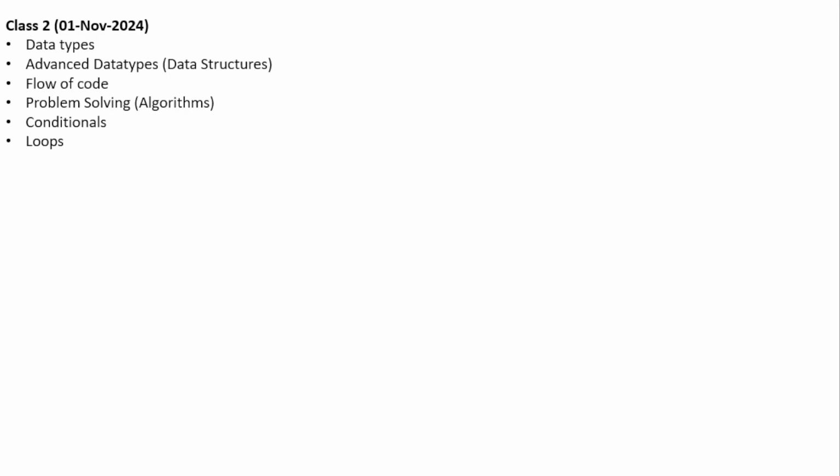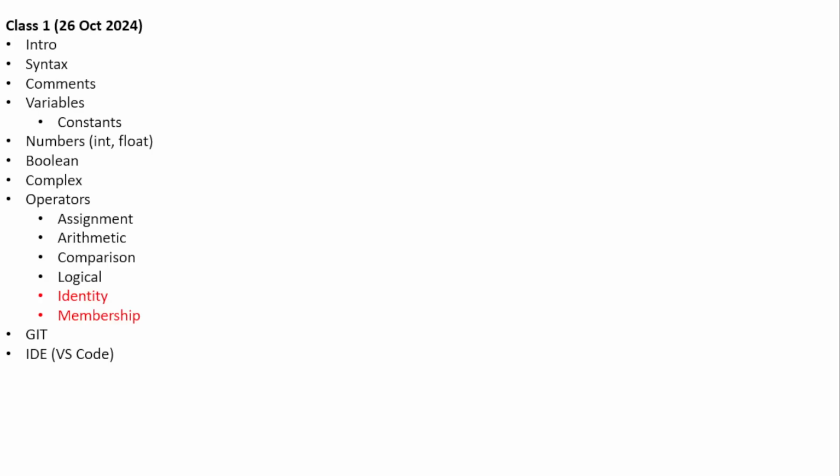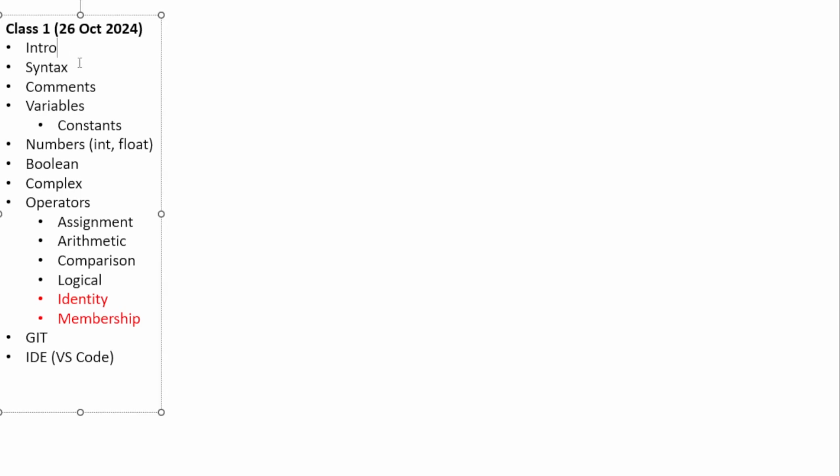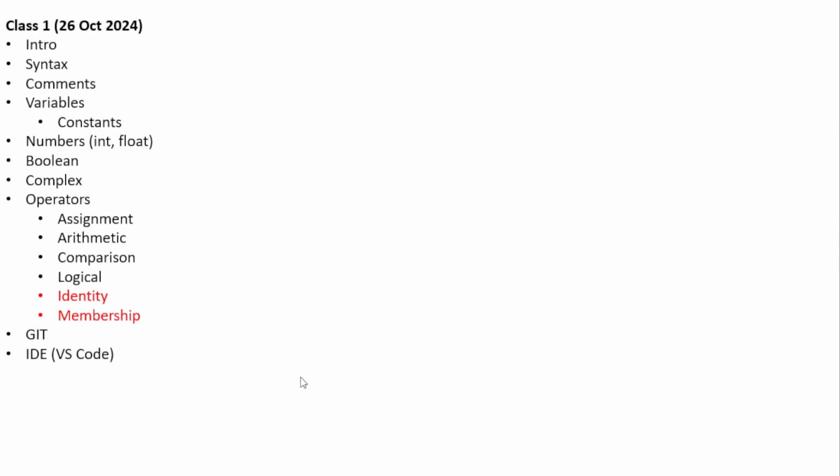The first class was kind of an introduction, so I didn't go deep into it. Starting now, we'll be going deep into the code. Let me first show the PPT of where we were last week. Last week we discussed some introduction, the syntax, what a comment looks like, what variables are, how you differentiate constants from variables, what the different types of numbers and Boolean data types are, complex data types, and then assignment, arithmetic, comparison, and logical operators. Identity and membership we didn't discuss at the moment. We'll come back to them.